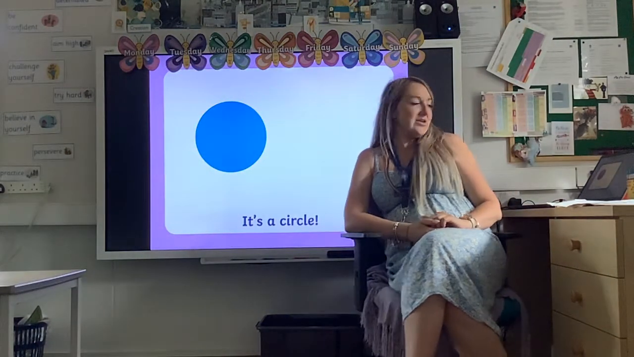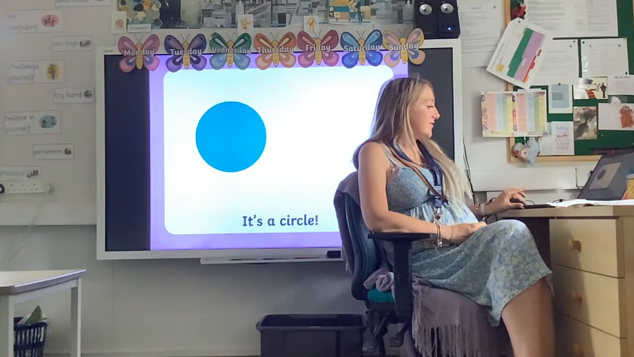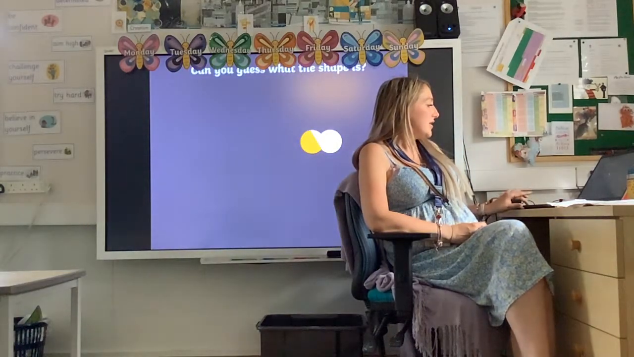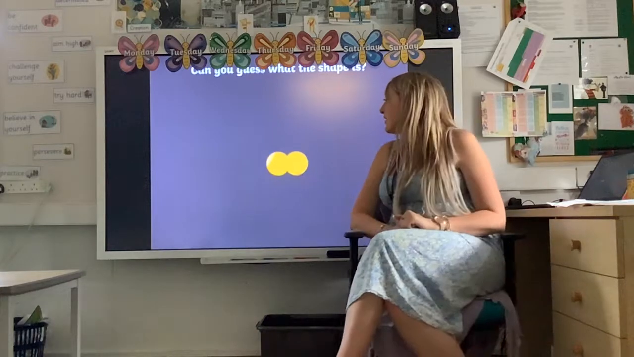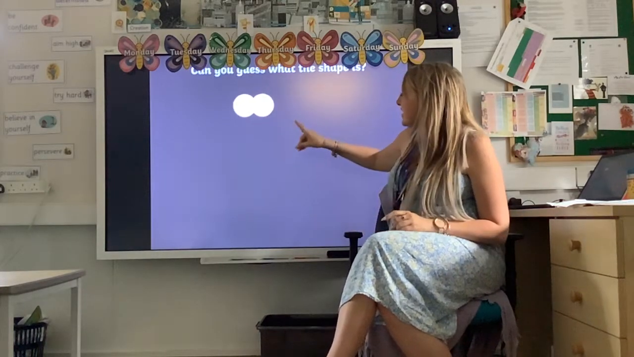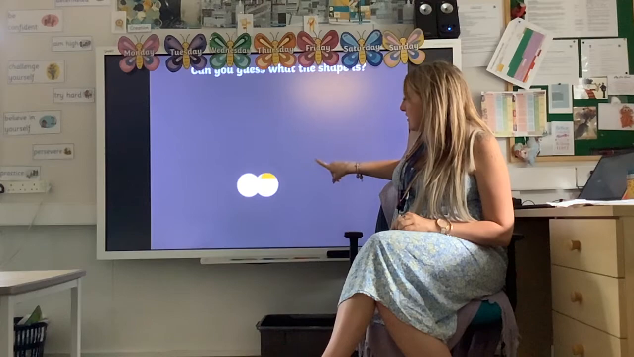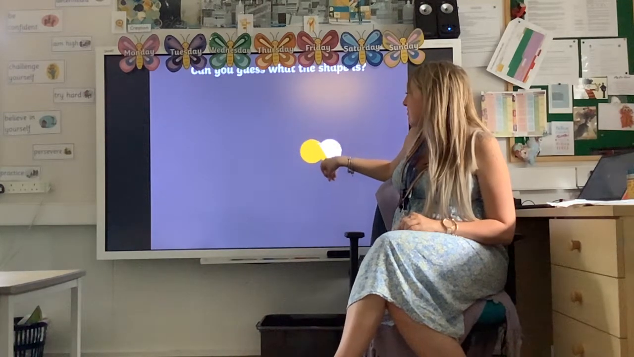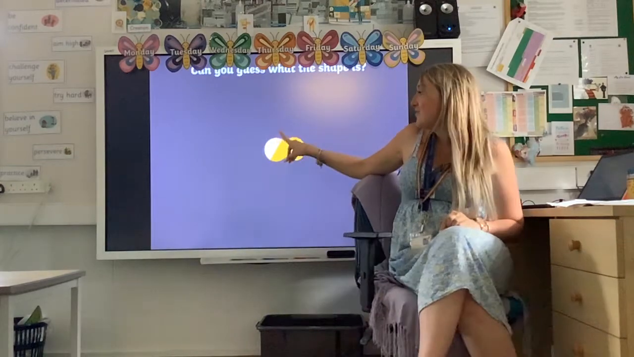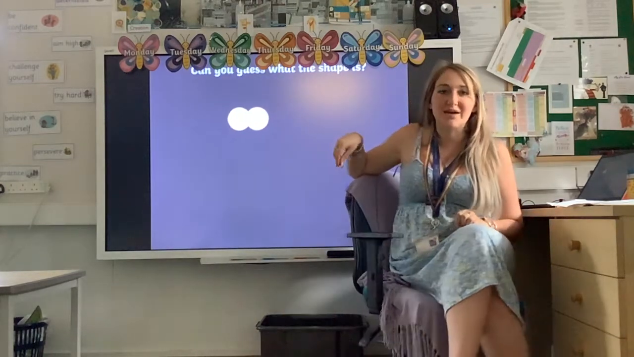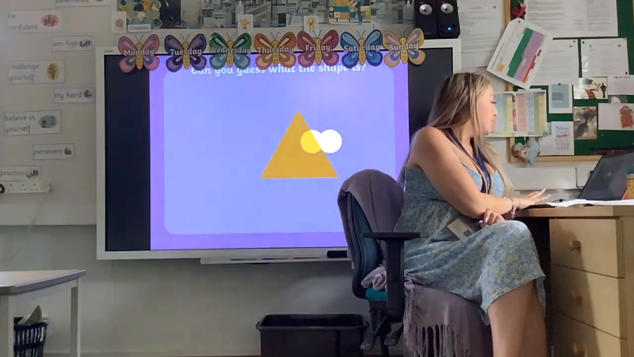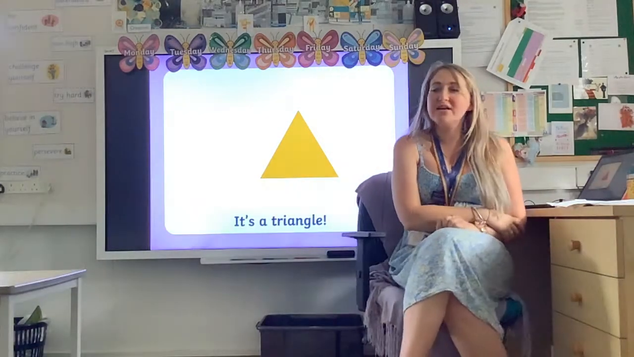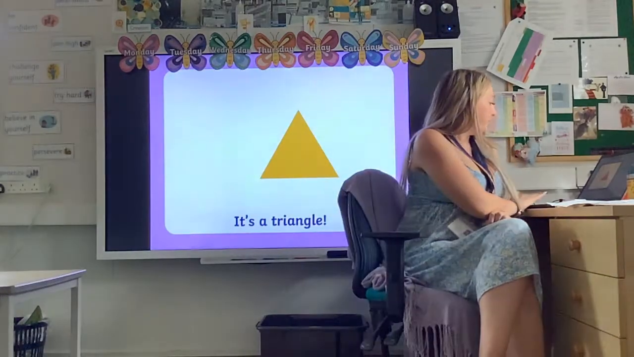That's right, it's a circle. Let's have a look and see if we can get the next one right. What shape am I? Let's try to see when the light goes over it. How many corners you can see and how many sides. And can you tell a grown-up at home what shape you think might be behind my screen? Did you get it right? It's a triangle.